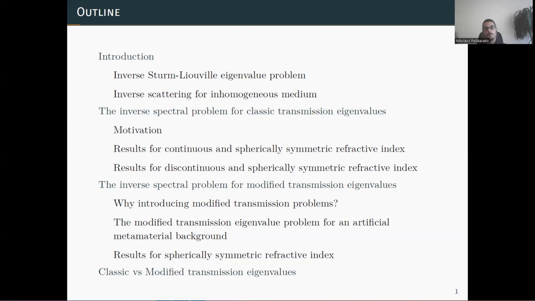Next, I will highlight the need to introduce modified transmission eigenvalues, and I will discuss a specific problem, which is called the modified transmission eigenvalue problem for an artificial metamaterial background. We're going to discuss some very recent results for this problem, and in the spherically symmetric case, we will also conclude with a new uniqueness result. And in the end, I'm going to do a summary with similarities and comparisons between these two problems.